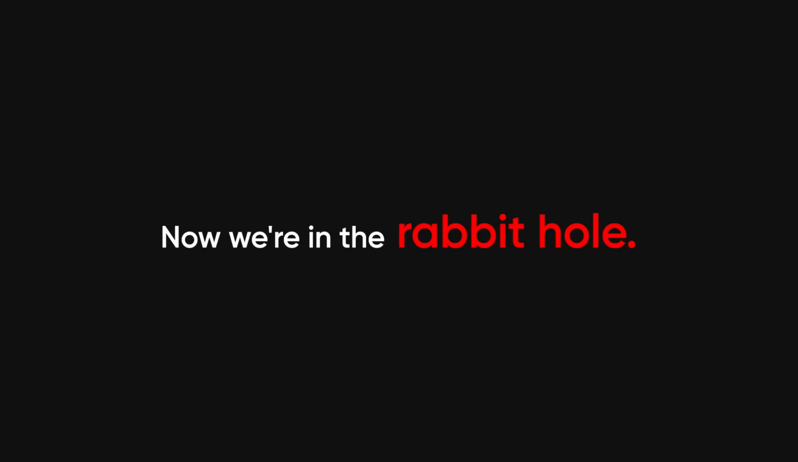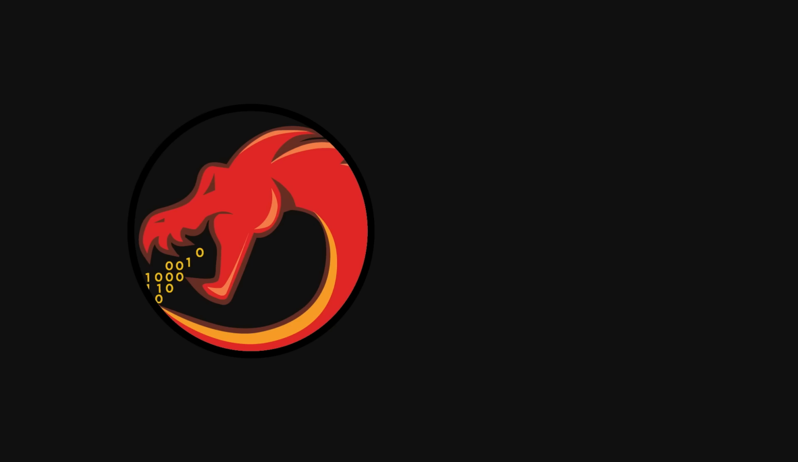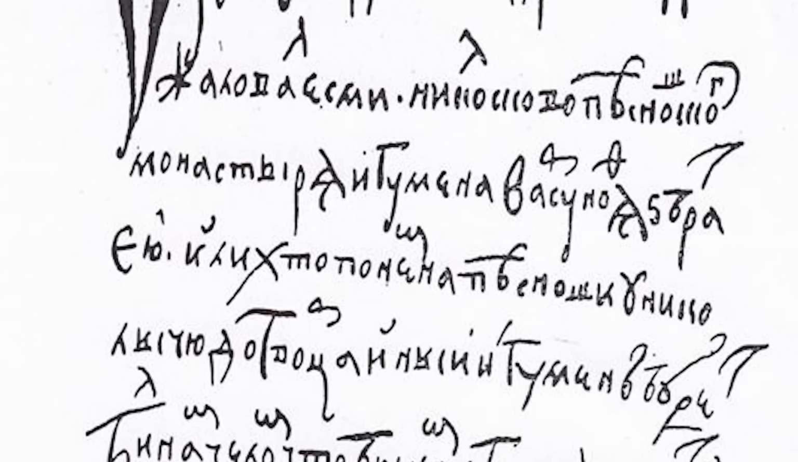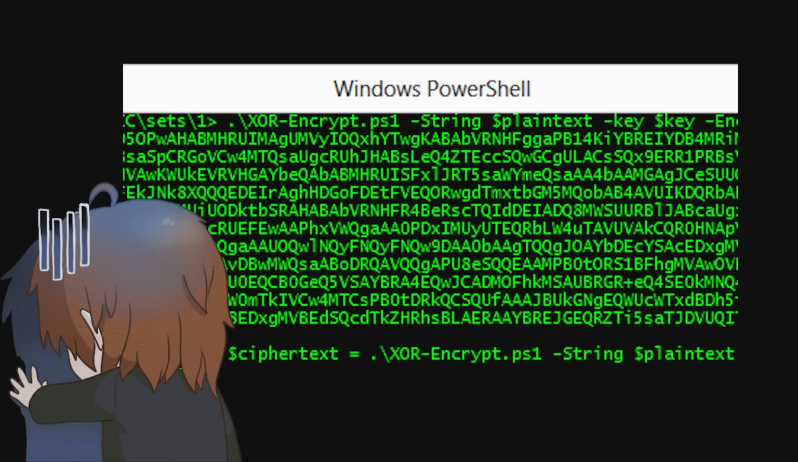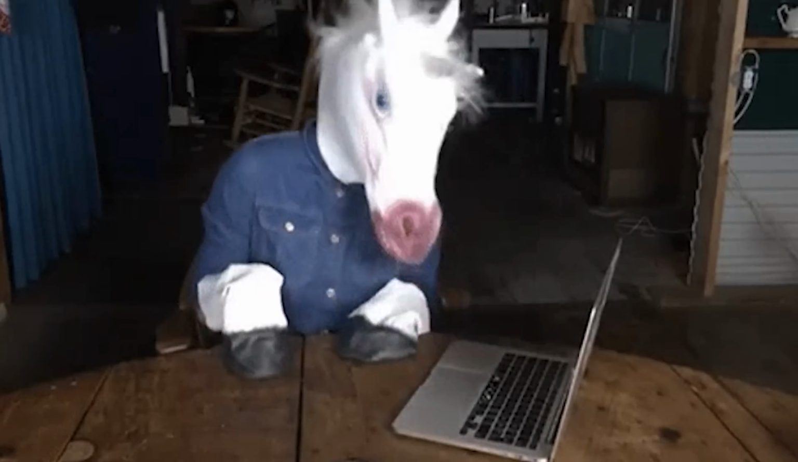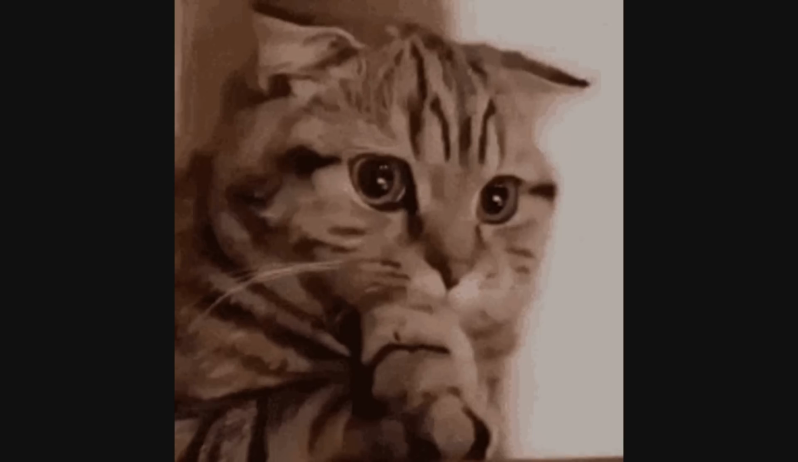Now we're in the rabbit hole. It's 2 a.m. You're still here. Everyone else in your house is asleep. But not you. You've got Ghidra open and you're reverse engineering a binary you downloaded off the server. The comments are in Cyrillic. The strings are XORed with a 7-bit key. The function names look like someone headbutted the keyboard. You haven't eaten, you haven't blinked, your cat is concerned.